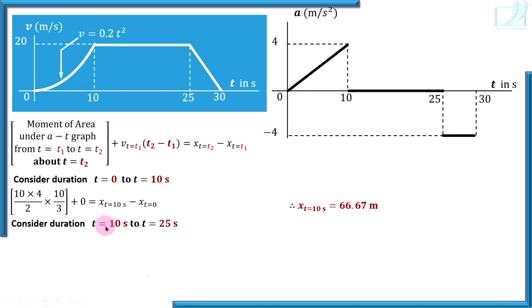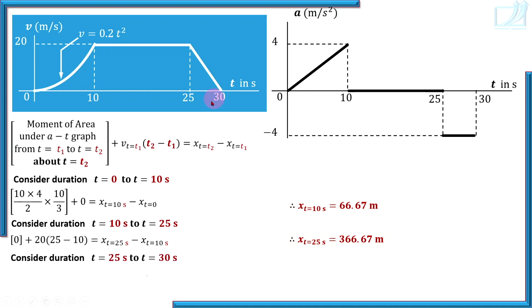Now next duration, 10 seconds to 25 seconds. Moment of area under the AT diagram is 0, because area under the AT diagram is 0. So 0 plus initial velocity. Now 10 to 25, initial velocity is 20 meters per second, into the duration, t2 minus t1, 25 minus 10. This gives you change in position in this duration. So put x at t equal to 10 here, and you will get x at t equal to 25.